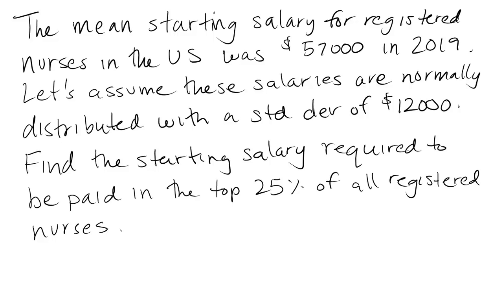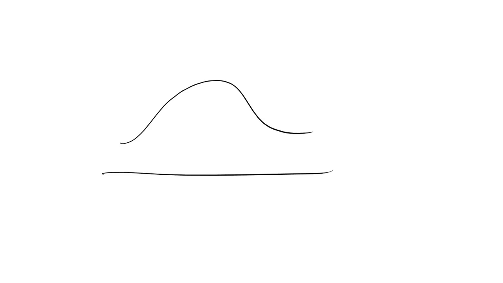So this did not include any overtime pay. That's literally just the salary. But somebody who's interested in the profession is like, well, what would I get paid if I was in the top 25%? We're assuming that the variable is normally distributed, so I can draw a picture for the scenario. I've got this bell curve with a mean of 57,000 and a standard deviation of 12,000. And we want to find a starting salary that will land a person in the top 25%.